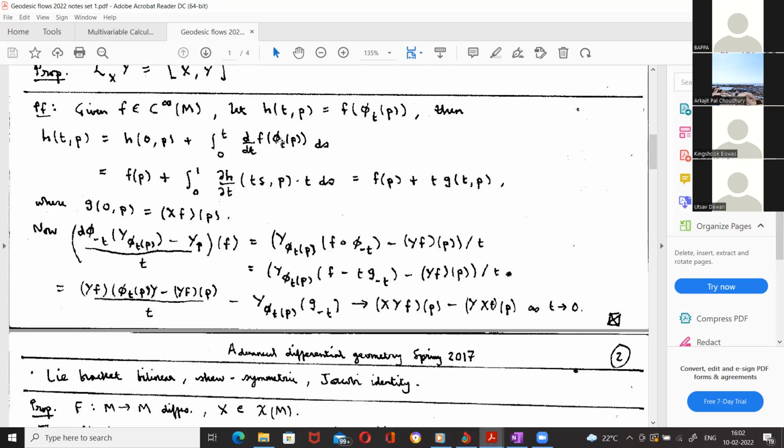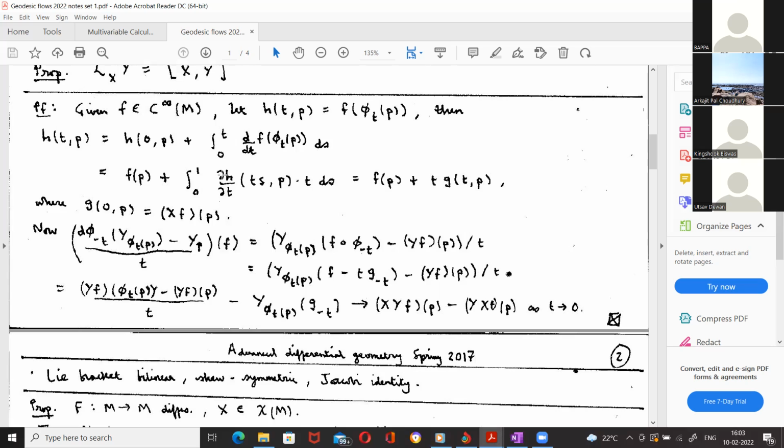Now what is h of 0,p? When t is 0, this becomes just f of p, because phi 0 is the identity. So this becomes f of p plus the integral, and now I make a change of variables. I replace s by ts, I divide by t basically, so I make this an integral from 0 to 1.